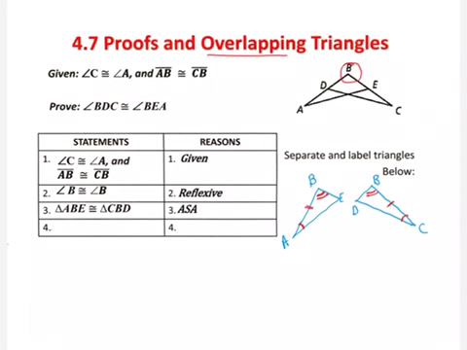And in this particular proof, they've given us an extra step because they've asked us to prove that angle BDC is congruent to BEA. So I'm going to be using CPCT in a second. So the last step of my proof is just that statement. Angle BDC is congruent to angle BEA by CPCT, or corresponding parts of congruent triangles are congruent.